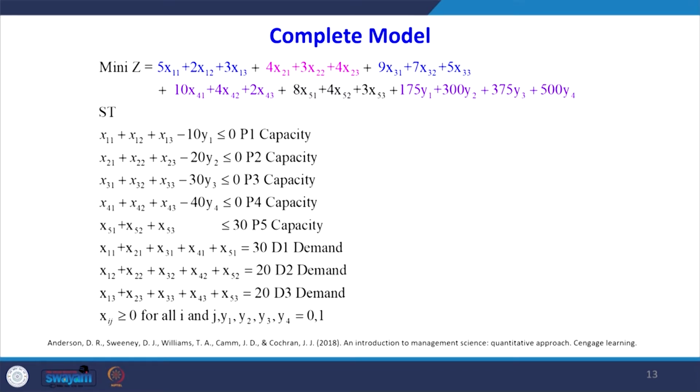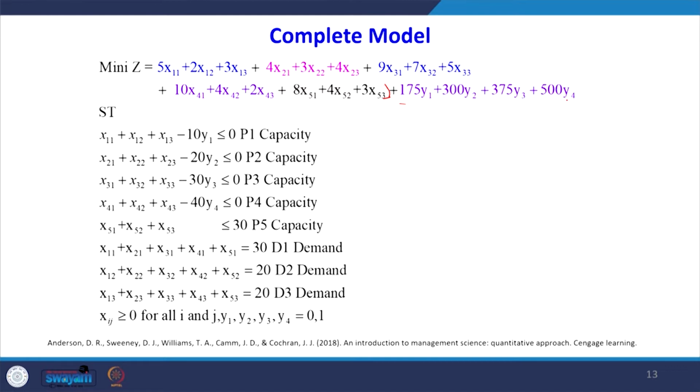Now I have brought the complete model. In the complete model, first we will look at the objective function. Here the objective function is minimization type. What elements are there? There is the transportation cost. Up to this is the transportation cost.